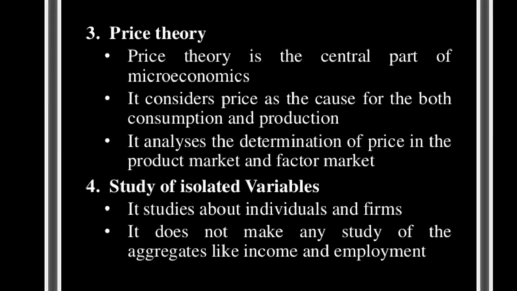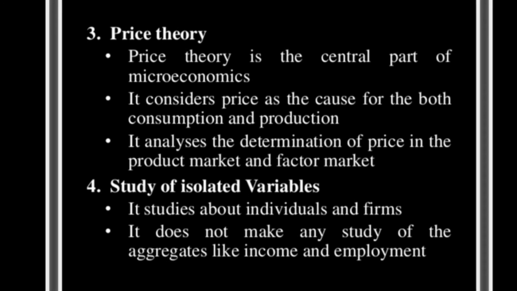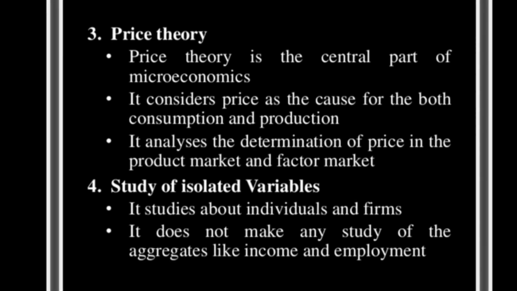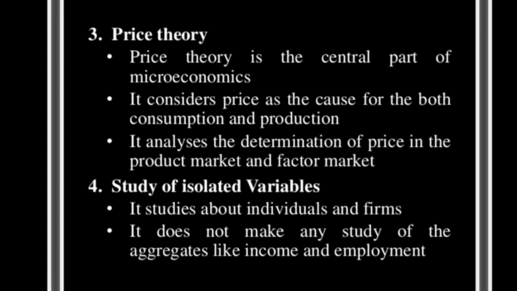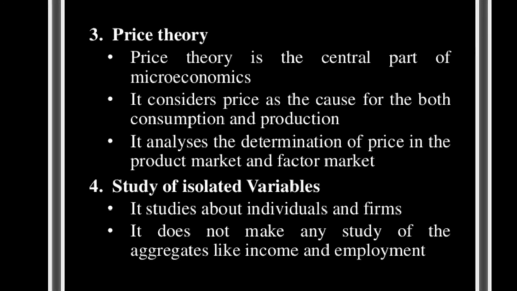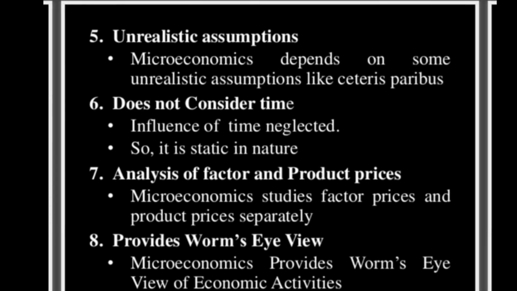Factor pricing covers theories of factors of production, that is land, labor, capital and entrepreneur. Point number 4 is study of isolated variables. Isolated variables means microeconomics studies about the individuals and firms. It's also useful to study what? An individual unit and a firm related factor, but it does not study what? Aggregate, because aggregate, total, comes in which activity? Total comes in macroeconomics, that is whole economy, like national income, total employment, total demand will come under what? Macroeconomics.